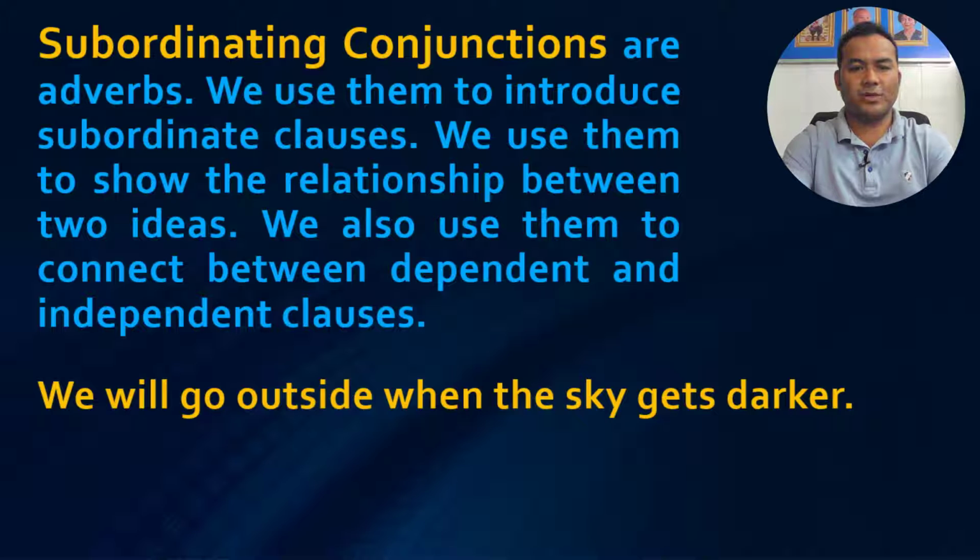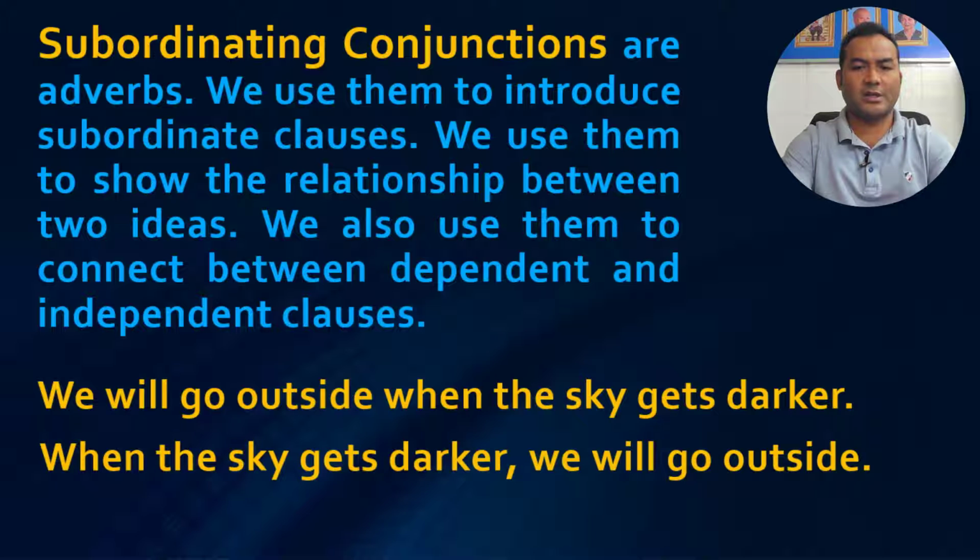Okay, now please go to the next example to see the swap, or the position in the sentence. Sentence number 1 and sentence number 2 mean the same, but have different positions. In sentence number 2, when the sky gets darker is a dependent clause. And when we connect it with the independent clause, we have to use a comma, and then we put the independent clause. So: when the sky gets darker, we will go outside.